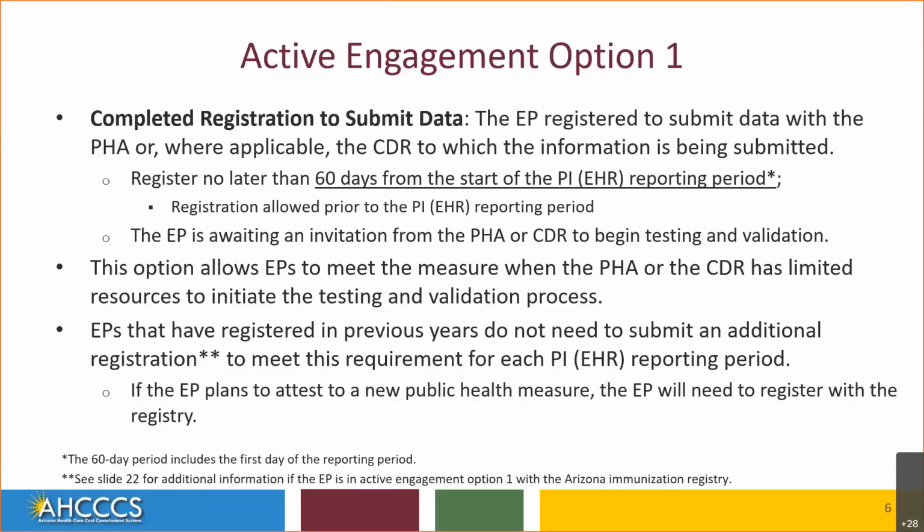Keep in mind that the 60-day period discussed for active engagement option 1 does include the first day of the reporting period. And in a few slides, we will be discussing additional information if the EP is in active engagement option 1 with the Arizona Immunization Registry, which is Measure 1.